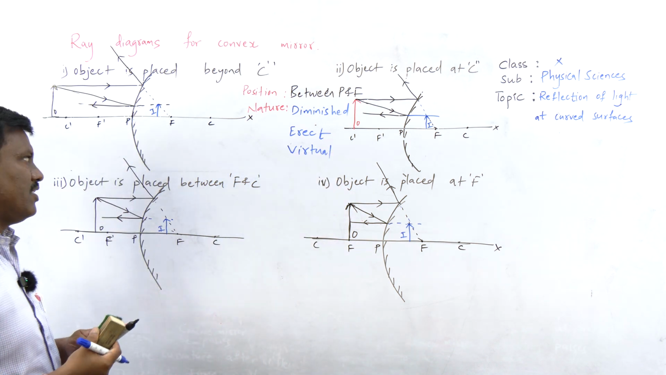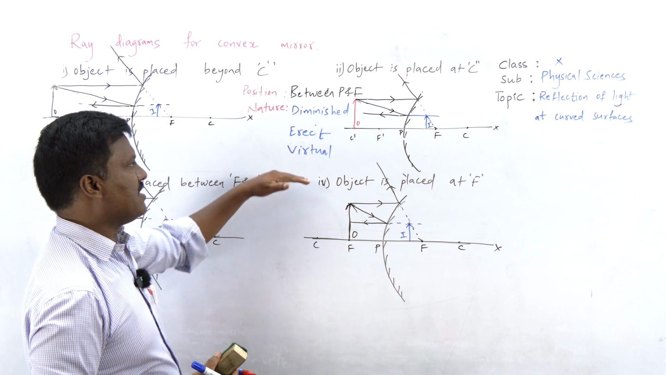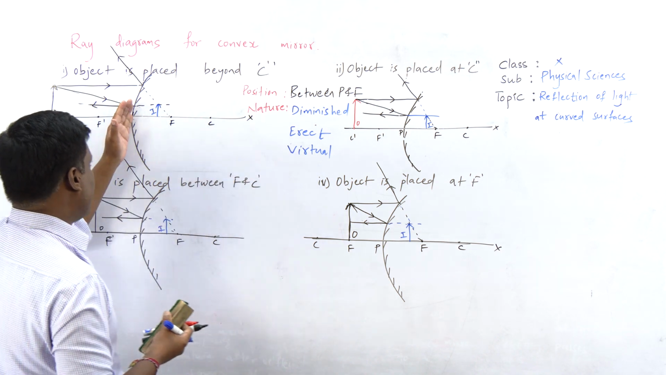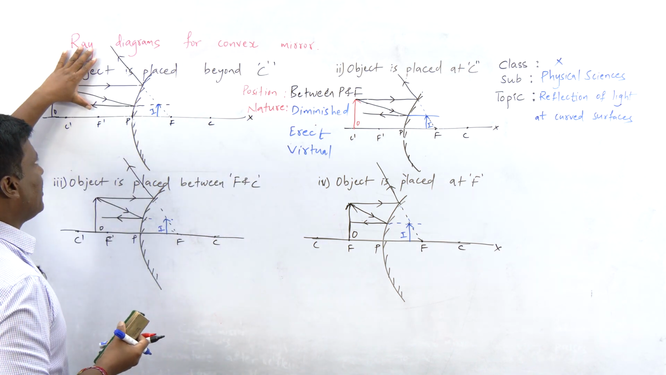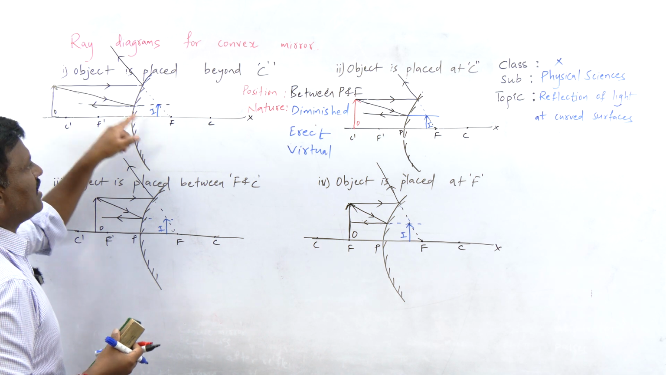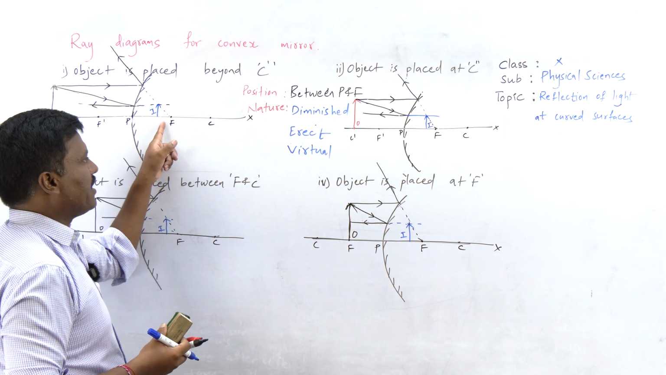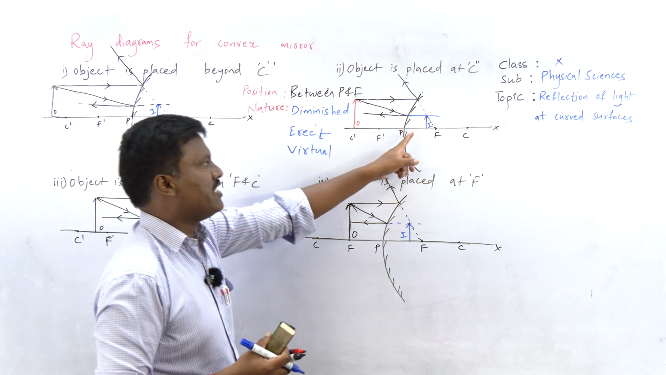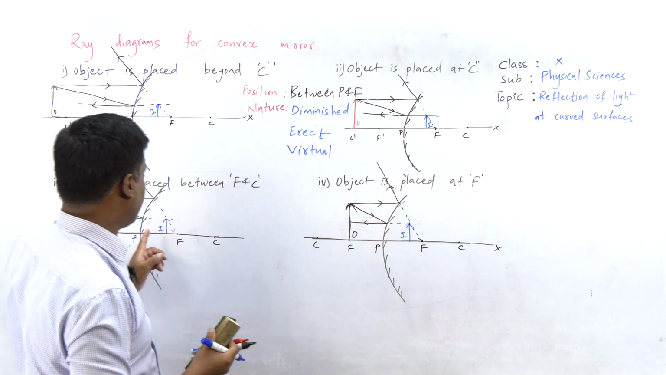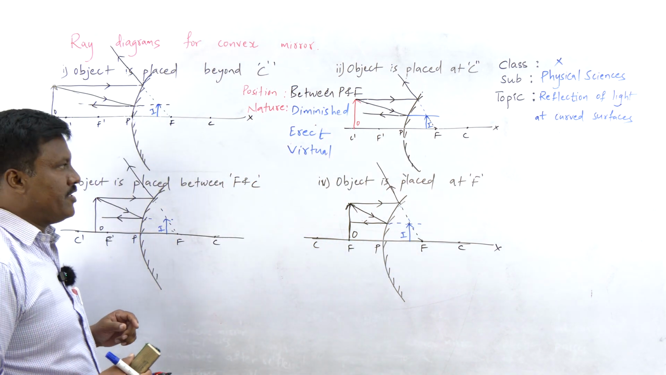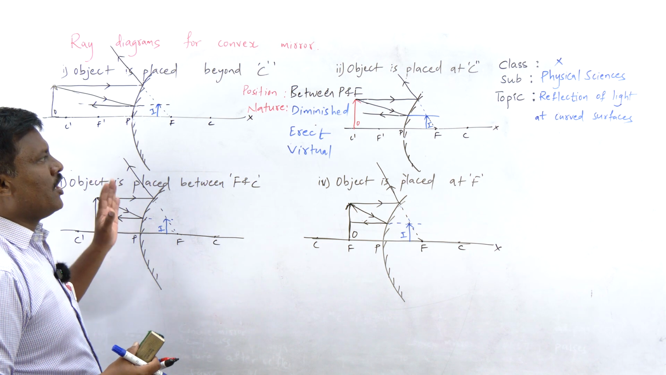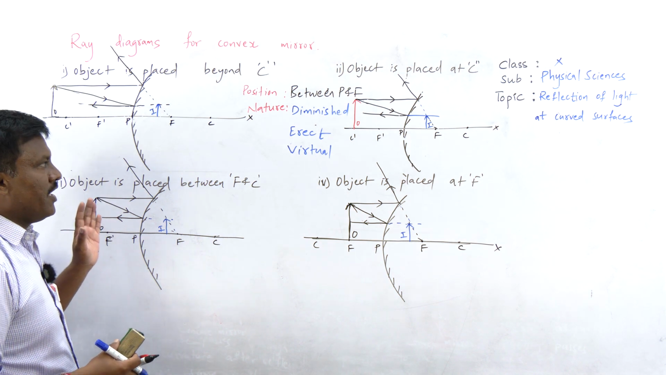Image is virtual. Previously I have written this is real. No. If the image is formed due to the converging of the light rays, that is real. Diverging of the light rays, that is virtual. So the image is formed behind the mirror, so it is a virtual image. This is a virtual image. This is also a virtual image. So please note down these ray diagrams.